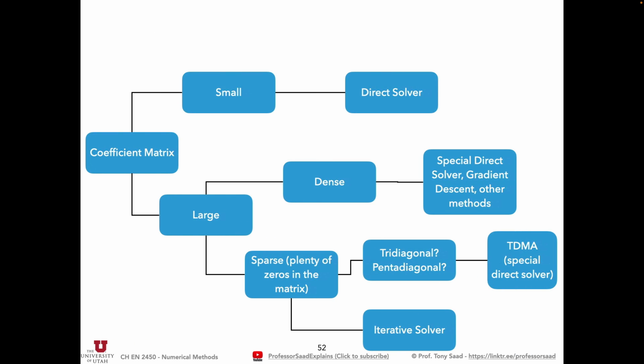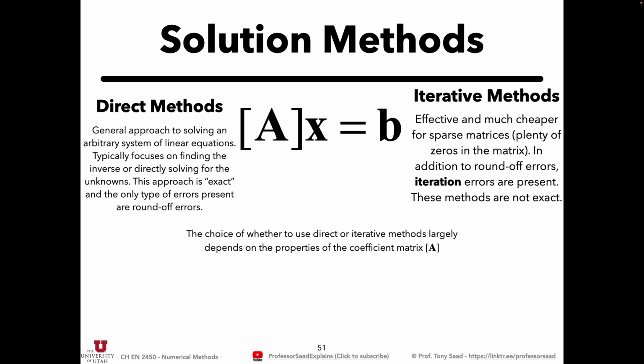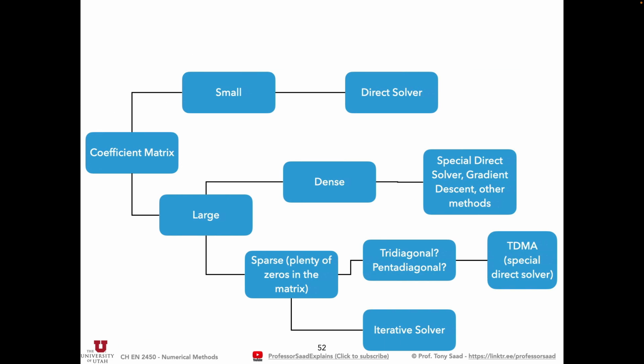Now, the choice of which solver to use, whether direct or iterative, depends on the coefficient matrix. That's why the coefficient matrix is so important. So here's a diagram that I put together. If the coefficient matrix is small, then just use a direct solver, like we did in Python. Okay? If the coefficient matrix is large, you have two options.